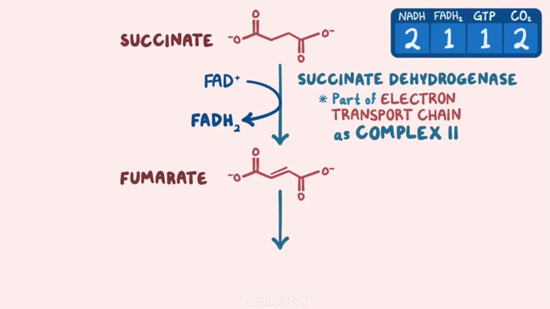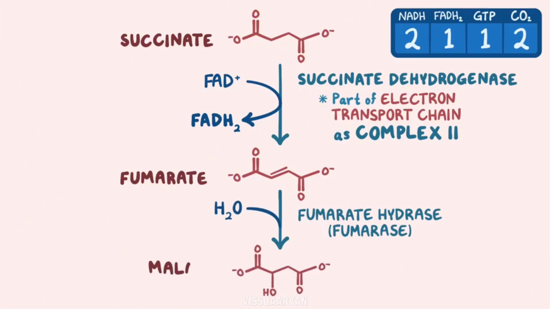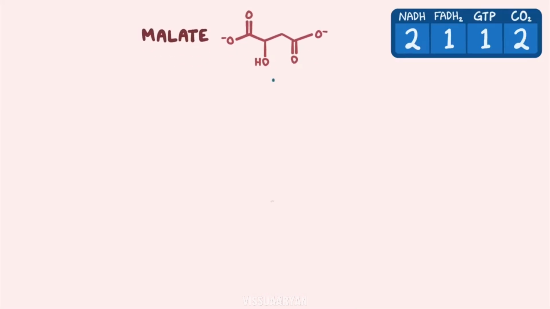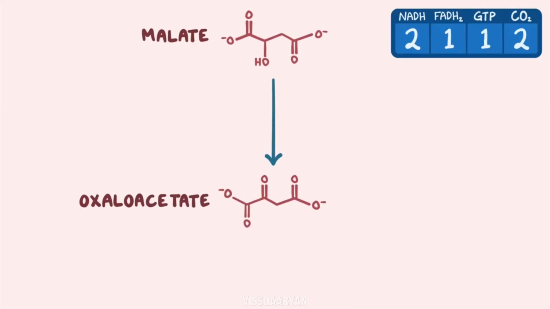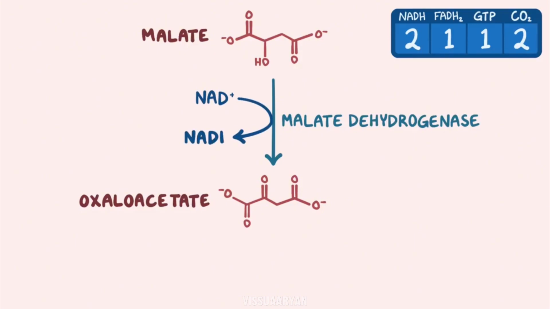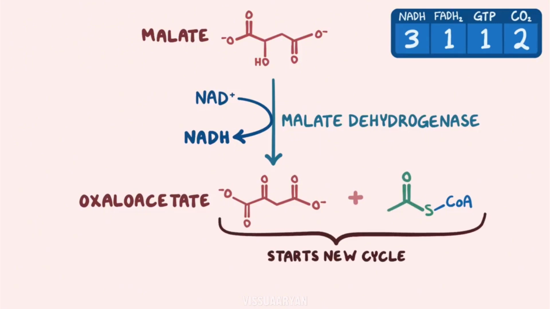Next in line is an enzyme called fumarate hydrase, or just fumarase, which adds a water molecule to fumarate, making malate. Malate is then converted to oxaloacetate by the enzyme malate dehydrogenase, making our third and final NADH in the process. So now we've come full circle. Oxaloacetate can then join up with another new acetyl-CoA molecule that's just hanging around waiting to start a new cycle.